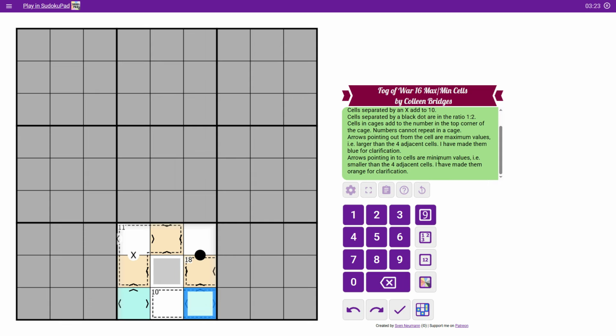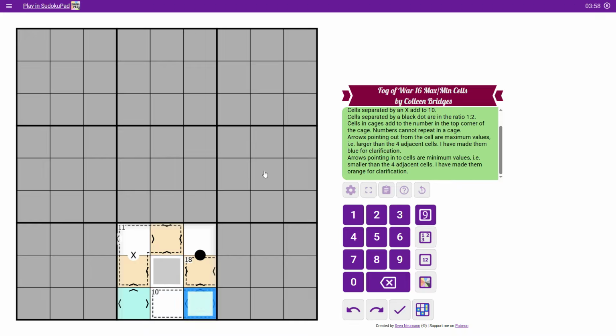Arrows pointing into cells are minimum values, that is, smaller than the 4 adjacent cells. I've made them orange for clarification. Now, I've said orange there, but they look kind of yellowy on this screen, so it might depend on what screen you're using. I made this Sudoku on a tablet, and they looked very orange on the tablet, but now they're looking yellow, so I hope that's not confusing for you, but they're obviously not the blue ones, so it's not too bad. So these ones here have the arrows pointing in anyway, and they're minimum values. So that one, for example, has to be smaller than all those 4 adjacent cells.